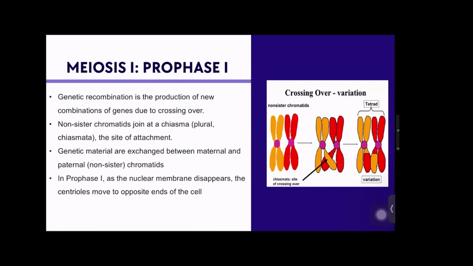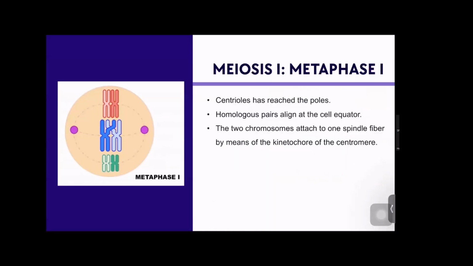Now, class, we have here meiosis 1, metaphase 1. So in metaphase 1, homologous chromosomes line up at the equator and attach to the spindle fibers from opposite poles by means of the kinetochore of the centromere.